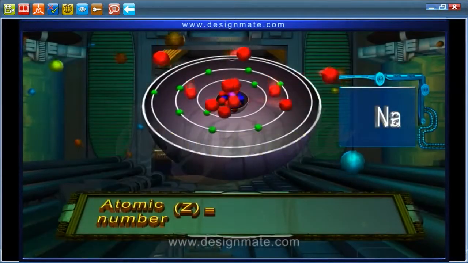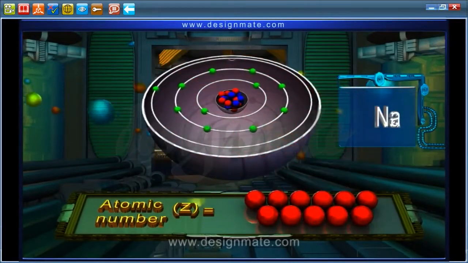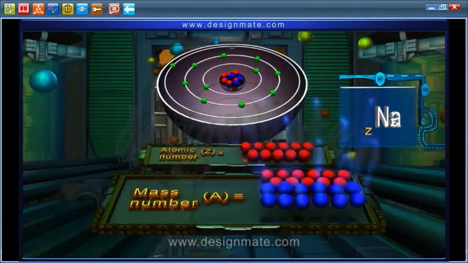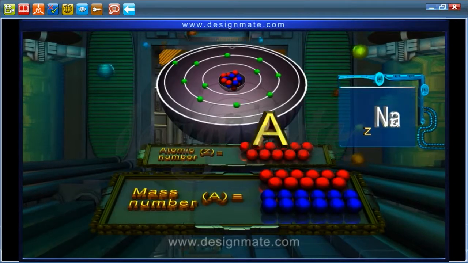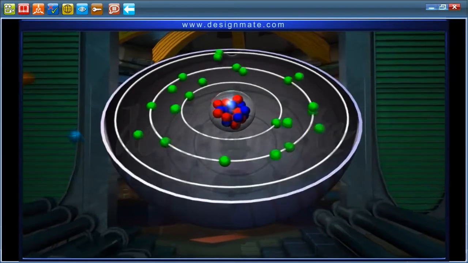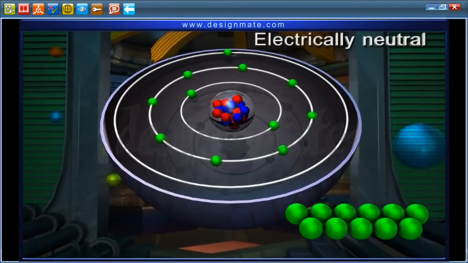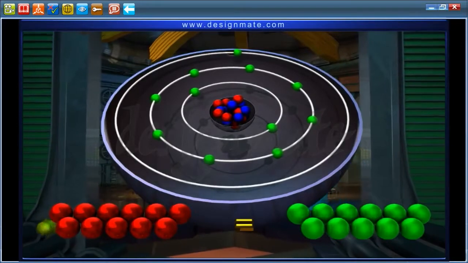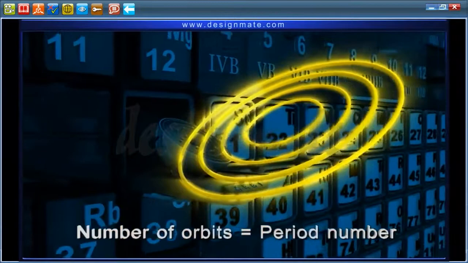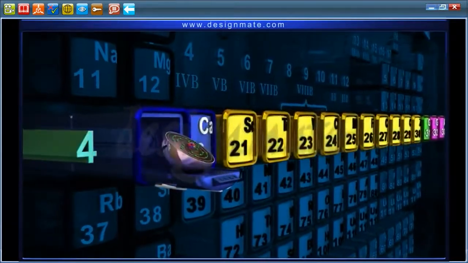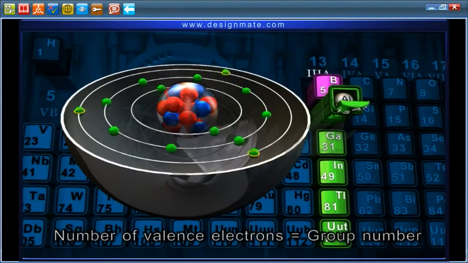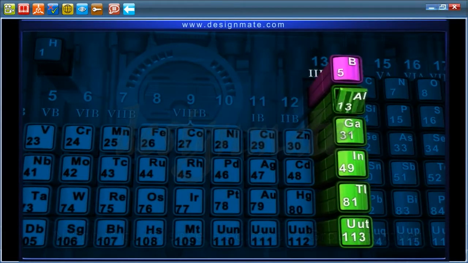Summary. We have seen that the number of protons present in the nucleus of an atom denotes its atomic number, while the sum of its protons and neutrons denotes its mass number. The atom is electrically neutral, as it has the same number of protons as electrons. The number of orbits in an atom of an element tells us the period to which that element belongs, while the number of valence electrons decides the group number of that element in the modern periodic table.